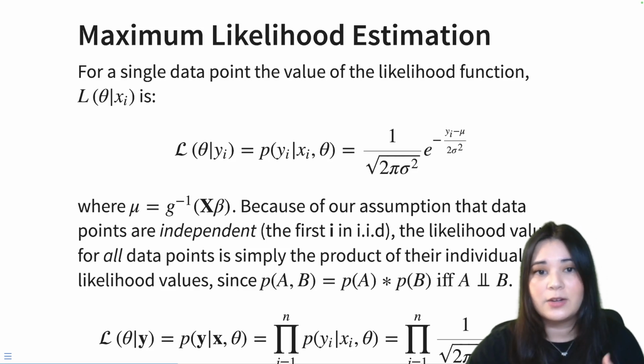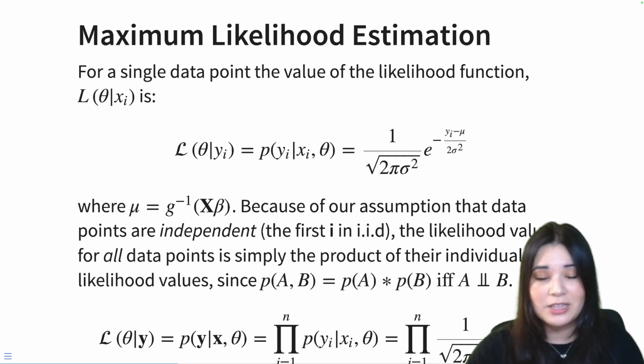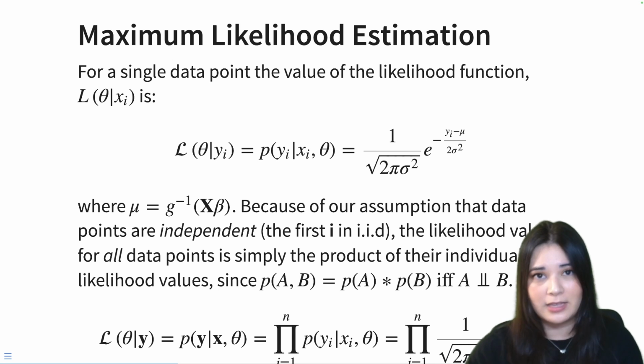And so that means that if we want to know the likelihood of a bunch of data points, we can just multiply the likelihood of those individual data points together. And that's what you can see in the formula at the bottom of the screen. If we have a big data set, we can look at the likelihood of each individual data point, multiply them together, and get the likelihood for the data overall, given the parameters of the regression model.